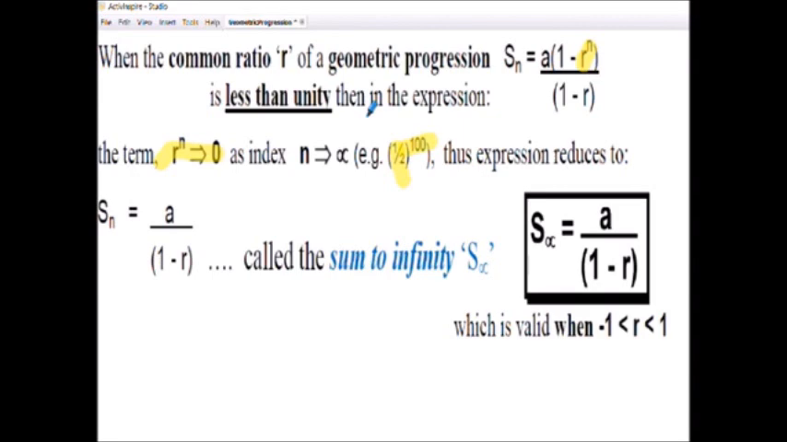So we often call this formula sum to infinity when we're summing all the possible terms there are in a GP series. The sum to infinity equation is simply a divided by 1 minus r, but is only applicable when the r ratio is between -1 and +1.